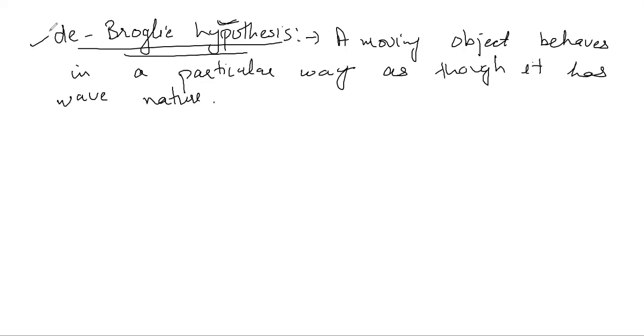Now, what do we mean by this statement? The words moving object here are important. I'll tell you shortly why that is so. His argument was that, by that time, it was already established that electromagnetic waves have both particle as well as wave nature.